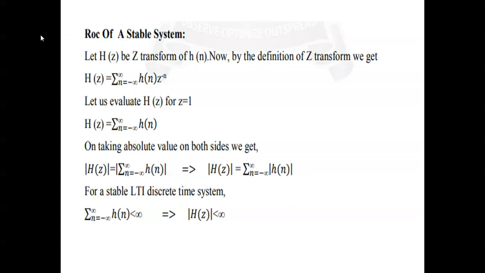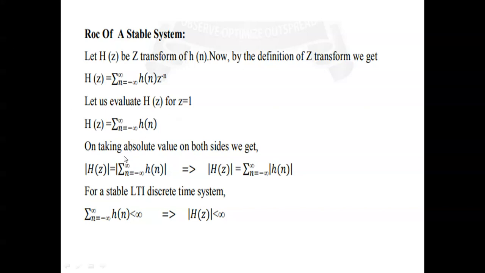So ROC is stable system. So it's a transform of x of n. Now by the definition of Z transform, we got the value, and this is the value we got.